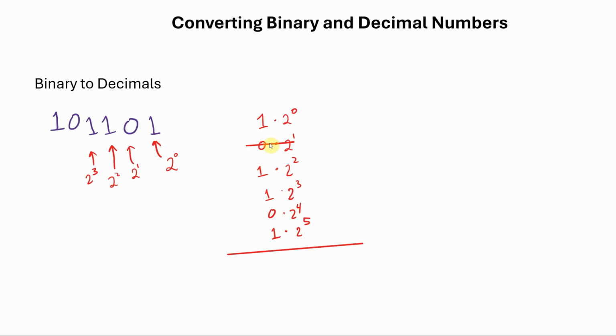So I basically ignore these ones right here. They're multiplying by 0. And so what do I have here? 2 to the 0 is 1. 2 to the second is 4. 2 to the third is 8. And 2 to the fifth is 32. So for a grand total, I have 45. So this binary number here, 101101, is the same thing as the number 45 in decimal.